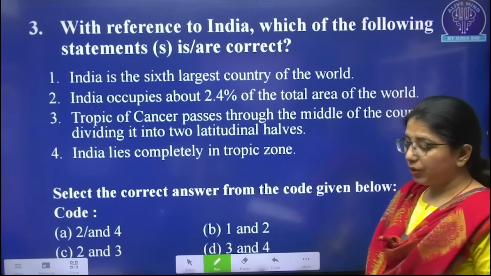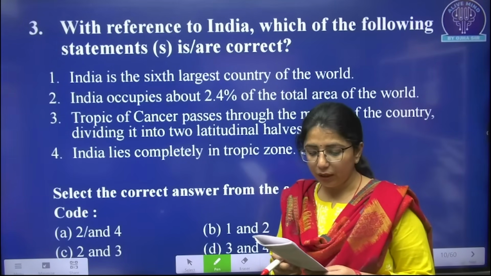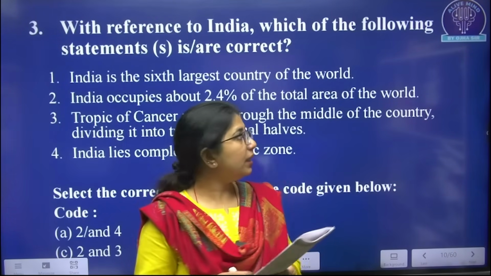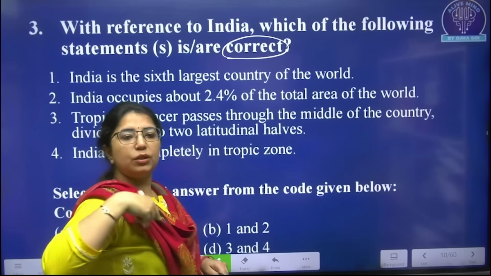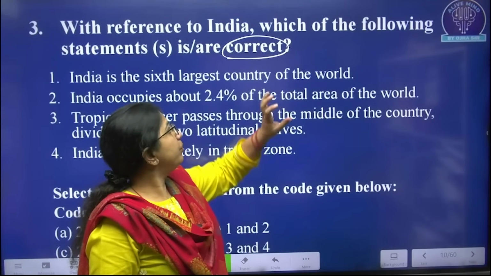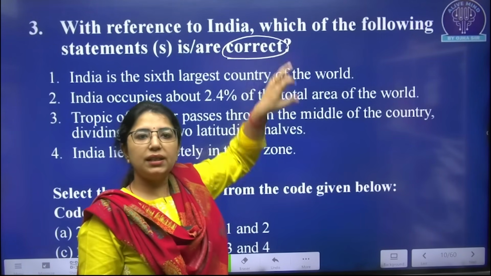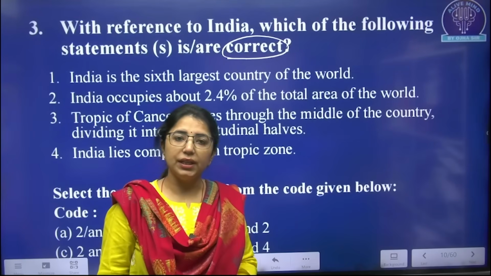Then there is question number 3. With reference to India, which of the following statements are correct? They have asked for correct. Whenever you are reading the question, just keep this in mind, develop the habit of encircling this. Either they have asked for right or wrong.